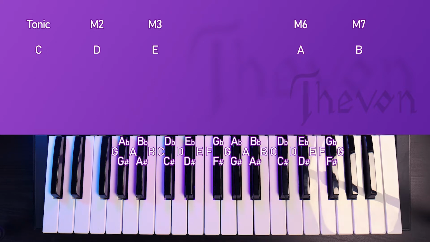Then we have the fourth and fifth scale degree. They don't have a minor or major version, and that's why they are called perfect fourth and perfect fifth. In this case, the perfect fourth is F and perfect fifth is G. Our C major scale is C, D, E, F, G, A and B.